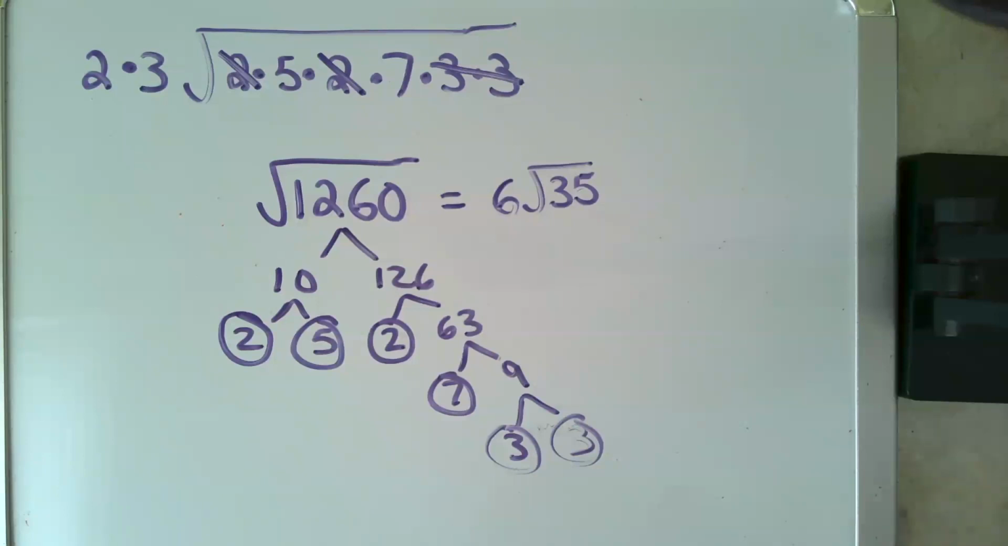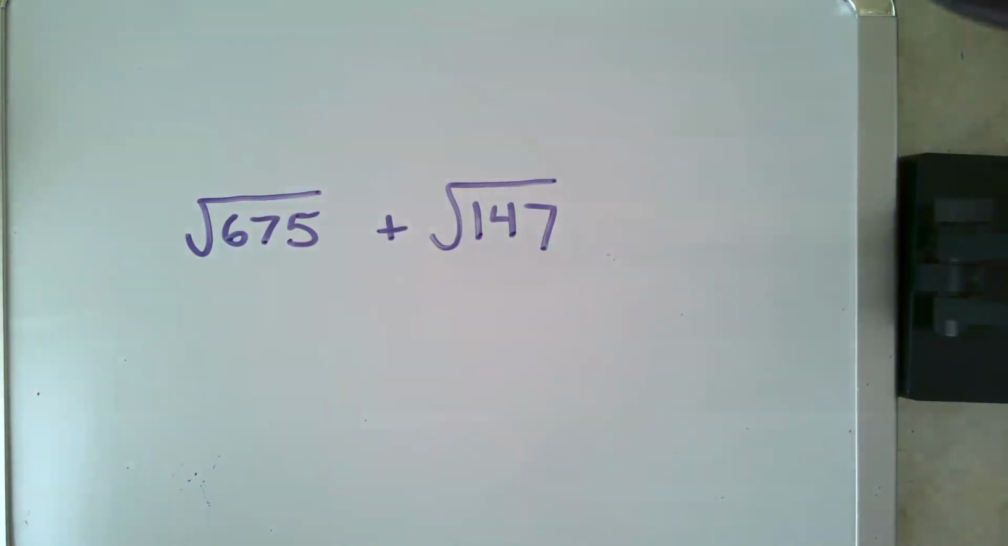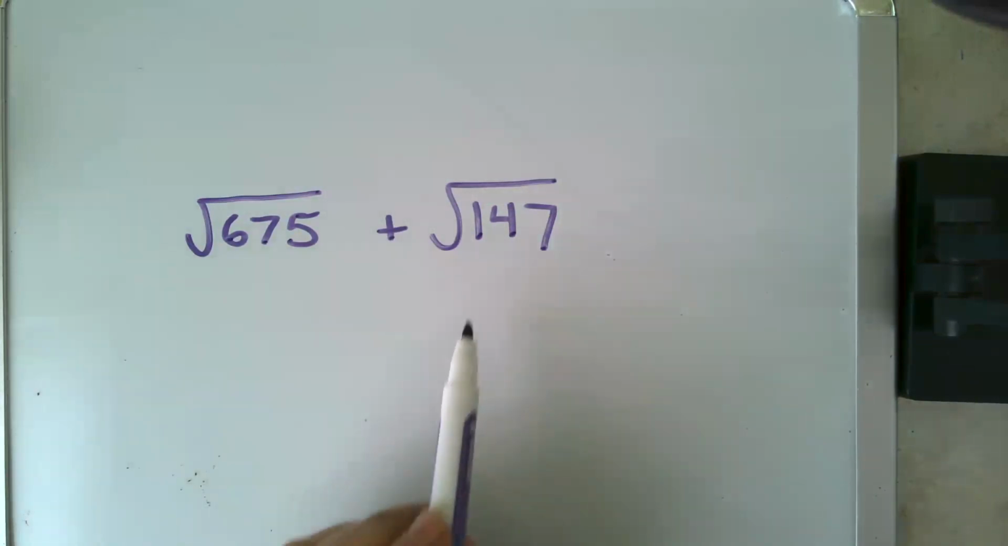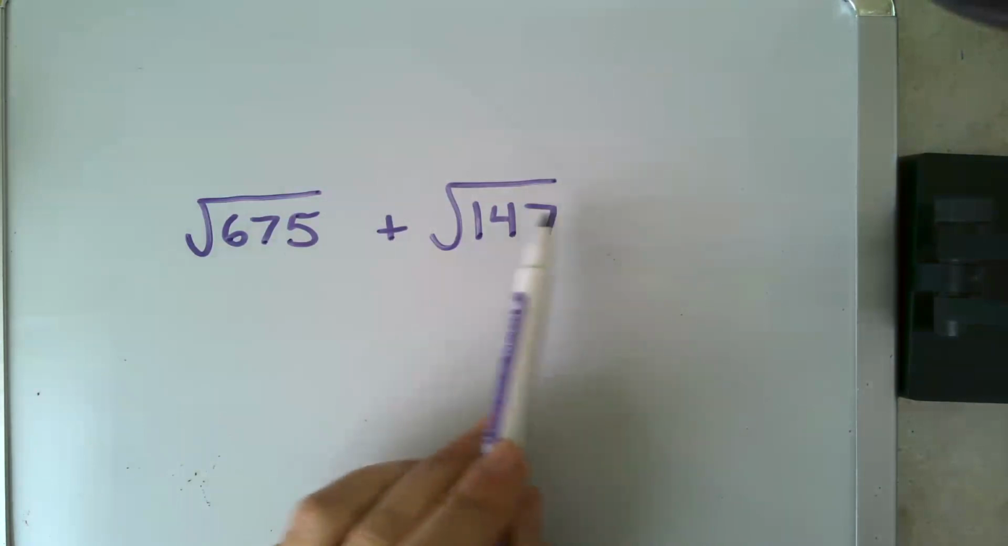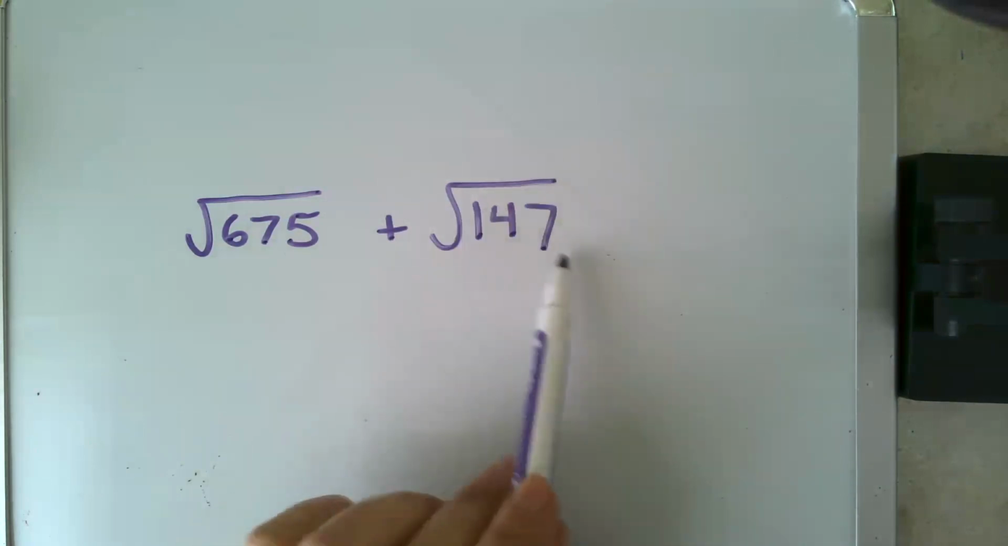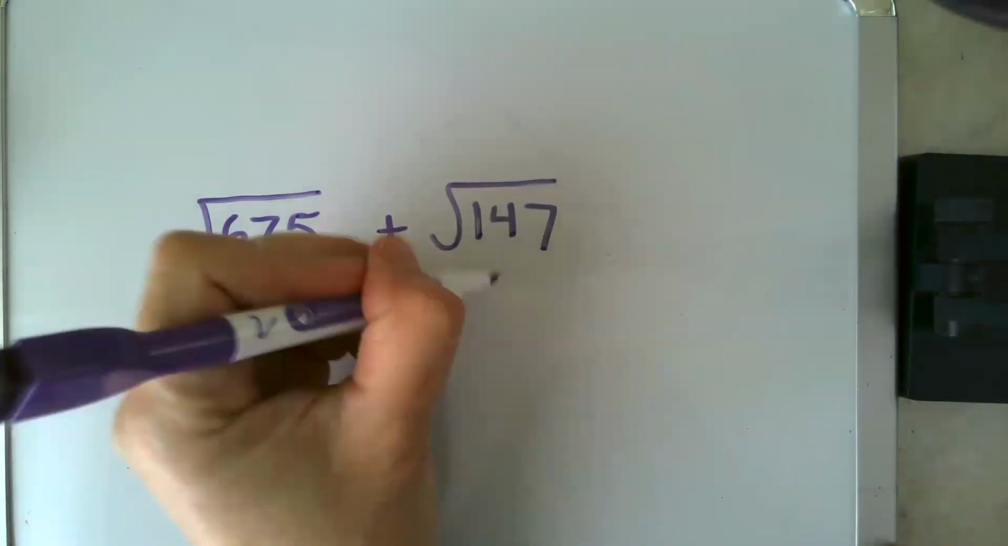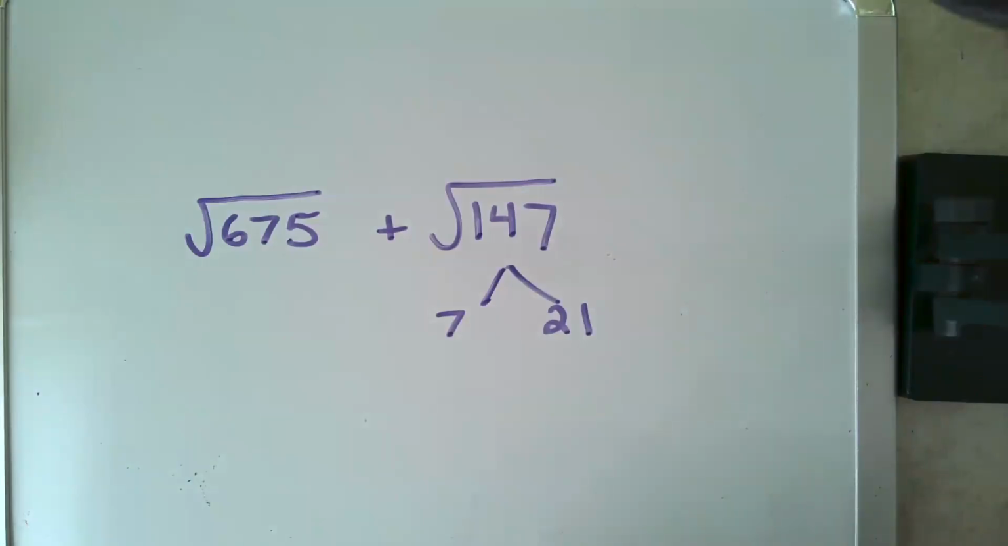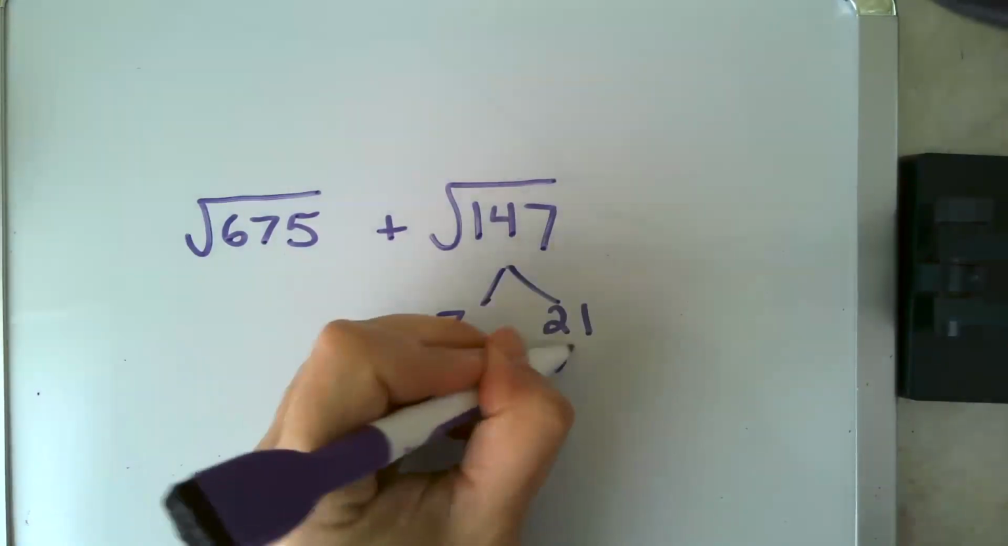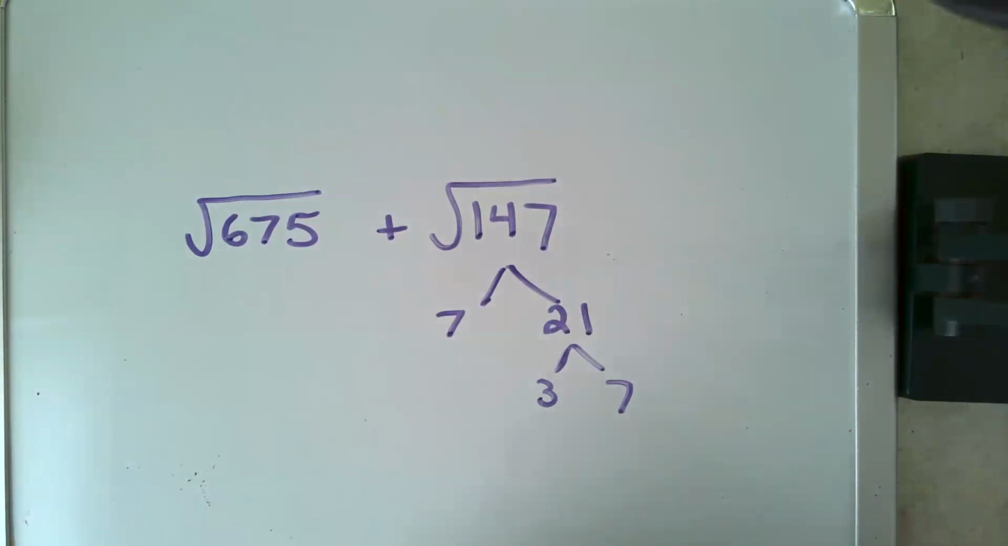Okay, let's do another one. All right, let's say I've got the square root of 675 plus the square root of 147. All right, let's start to break those apart. 147, I see there are sevens in all this, right? 14 has a 7, 7 has a 7. So I'll start by breaking it down that way. And then I see that 21 is 3 times 7, and all of those are broken down.